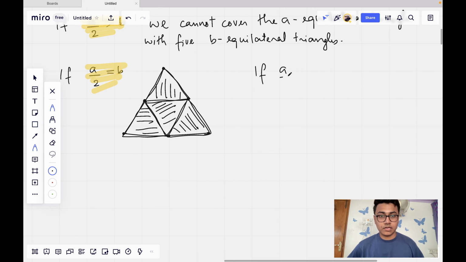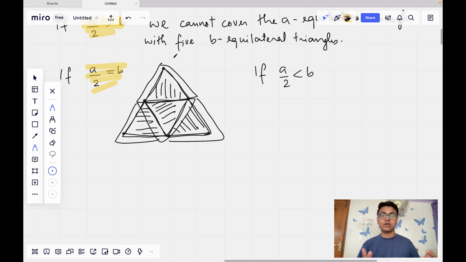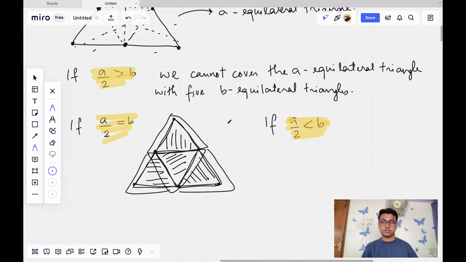Now, if A by 2 is strictly less than B, that is, if B is greater than the side length A by 2, then it's even easier. You can take bigger equilateral triangles like this. There will be a bigger triangle here, a bigger triangle here, a bigger triangle here. So you will just cover more than the equilateral triangle, but that still works. We are asked to show that the A equilateral triangle will lie in the union of the 4 B equilateral triangles. So this condition is also done, and the question is over. This is the solution.